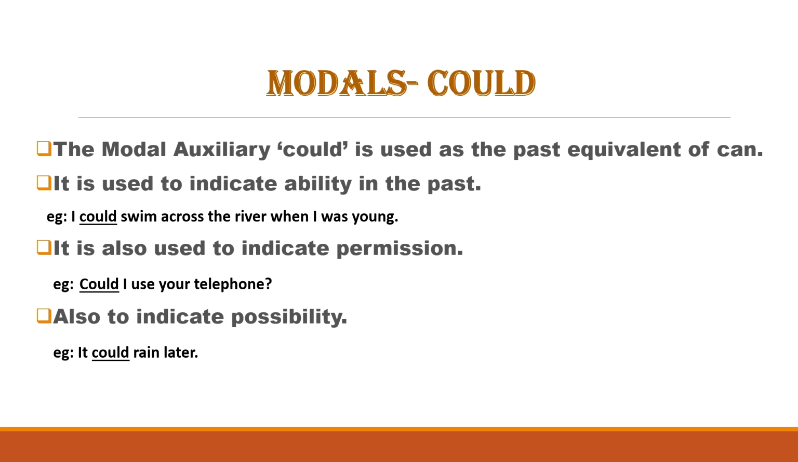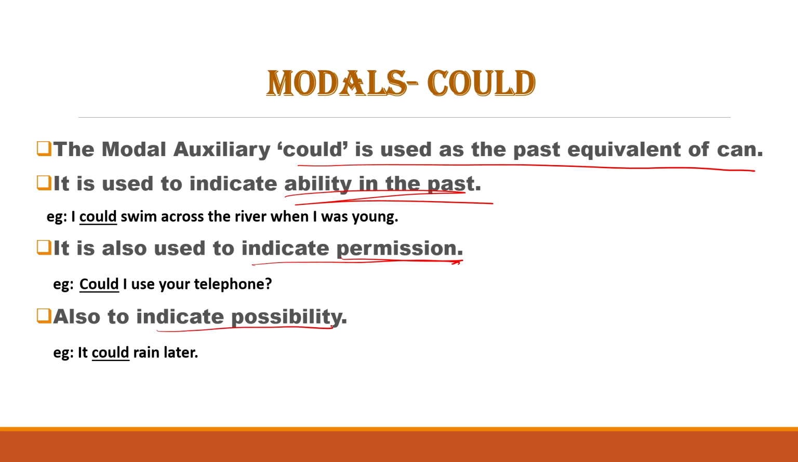Now, moving on, next is could. The modal auxiliary could is used as the past equivalent of can. It is used to indicate ability in the past. For example, I could swim across the river when I was young. It is also used to indicate permission. For example, could I use your telephone? Next, it is also used to indicate possibility. For example, it could rain later.